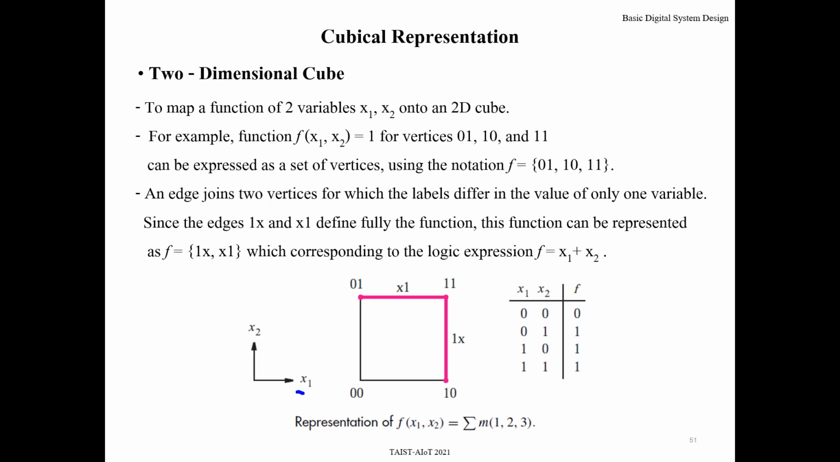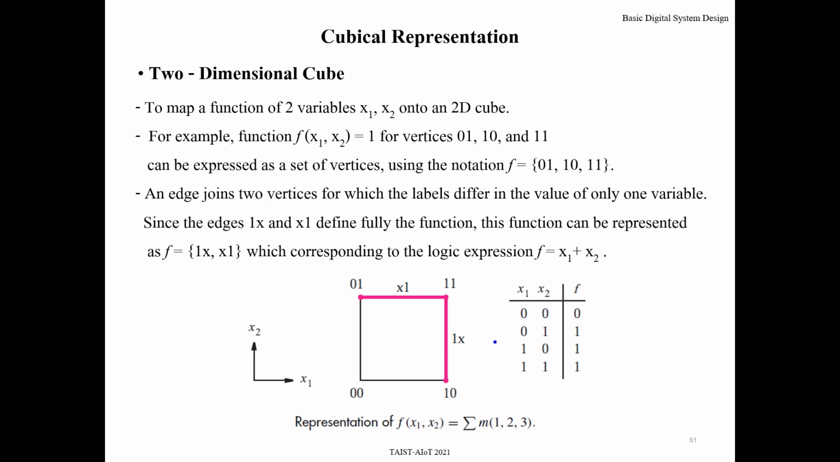The coordinate x1 is 0, x1 is 1, x1 is 0, x1 is 1, on the horizontal axis, and the vertical axis is the x2 value, namely x2 is 0 here and x2 is 1 here. So for example, this function: the value of the function is 1 when the input x1, x2 is 0, 1, 1, 0, and 1, 1.